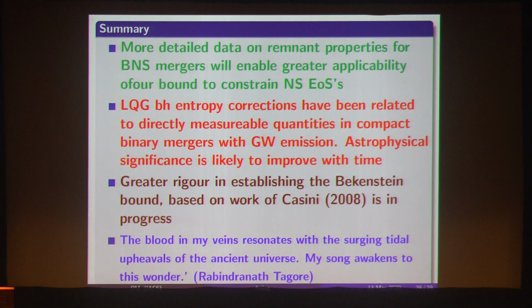There are objections that the Bekenstein bound is heuristic. So some very rigorous people like Abhay Ashtekar think that this approach is no good because it's heuristic. And my rejoinder is that there is already work by Casini on the Bekenstein bound, which says that there is perhaps a rigorous way of establishing this bound.